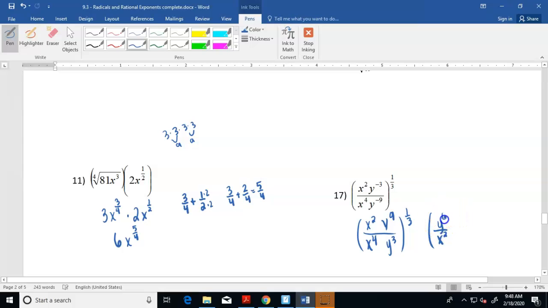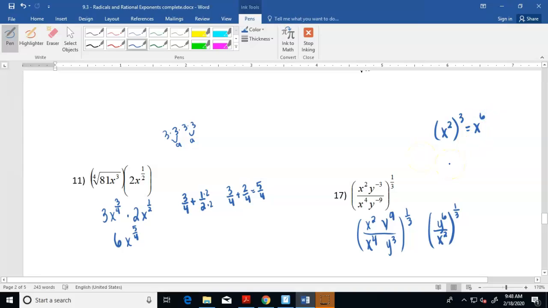Very good. And then for the y's? Very good. Now, you could have raised everything to the 1/3 power first, but then you might have to subtract with some fractions. So that's why I decided to wait on that. Now, what do we do whenever we're raising a power to a power? Like an easier problem would be x squared to the 3rd. We multiply the exponents.